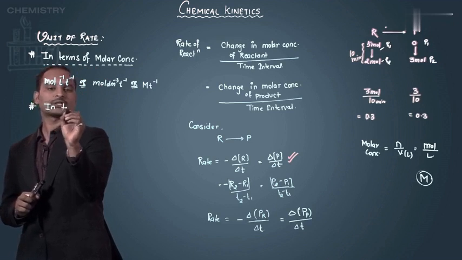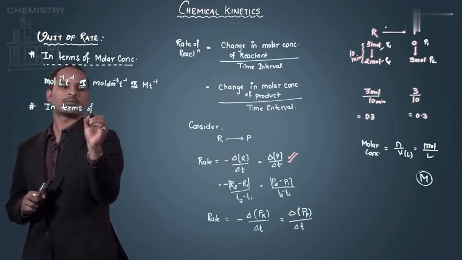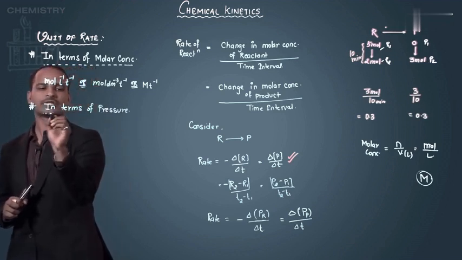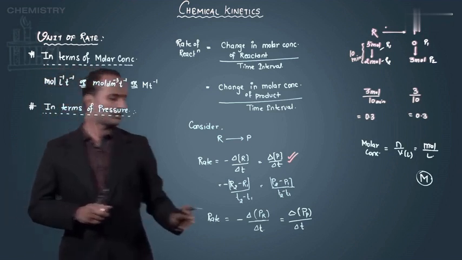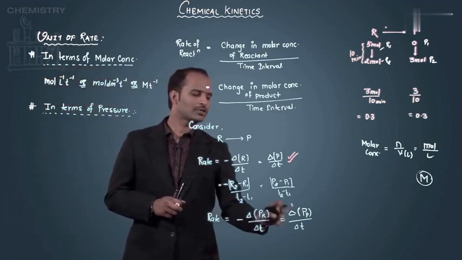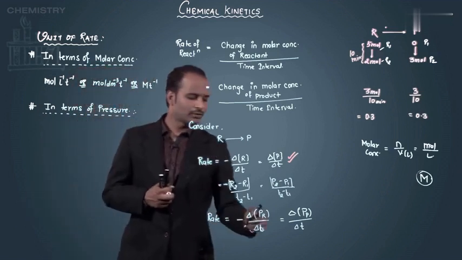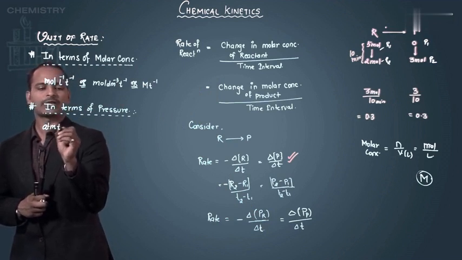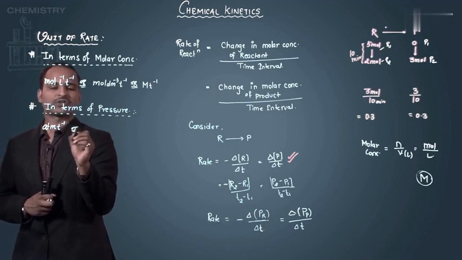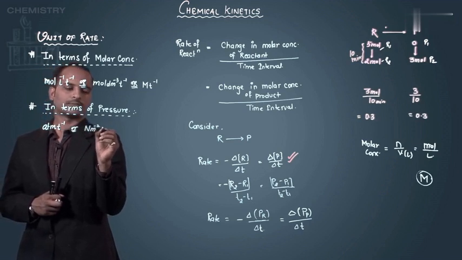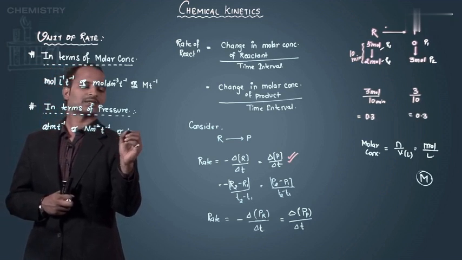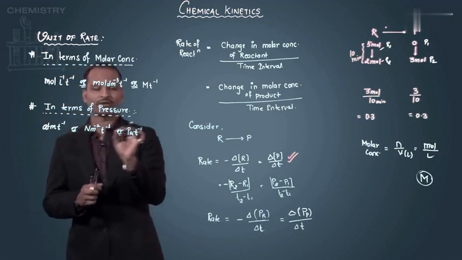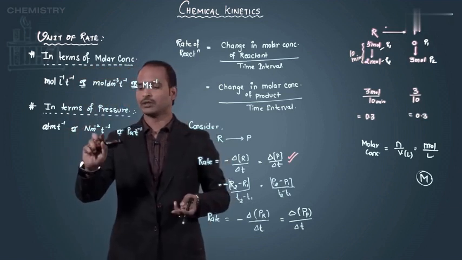Then second, in terms of pressure. Now let's see what the unit will be if I'm using the pressure formula. The formula for pressure is change in pressure of reactant upon time or change in pressure of product upon time. The unit will be pressure unit upon time unit. The pressure unit is atmosphere, so atmosphere per time, or instead of atmosphere I can write Newton per meter square per time, or if Pascal is given then Pascal per time. But again, while writing you have to mention the unit of time also, if second then per second, per minute, per hour.